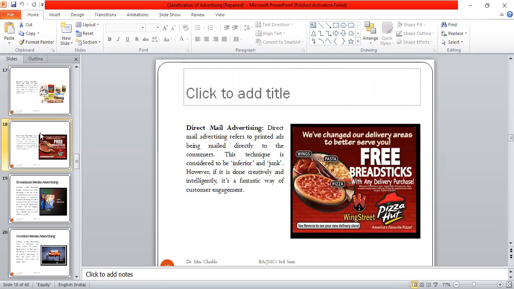The next is direct mail advertising. Sometimes you see on your mail some advertisement just appears. Direct mail advertising refers to printed ads being mailed directly to the consumers. This technique is considered to be inferior and junk. However, if it is done creatively and intelligently, it is a fantastic way of customer engagement. But sometimes this type of ad actually goes to your spam folder.